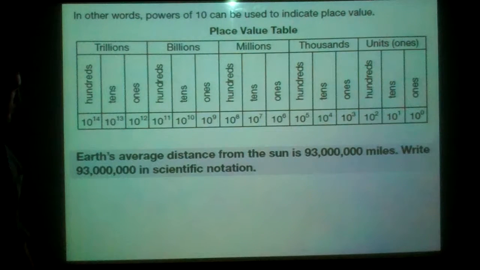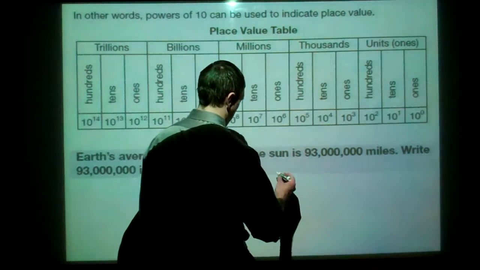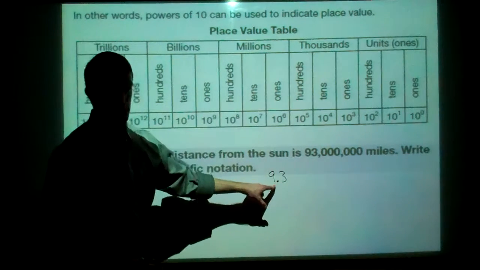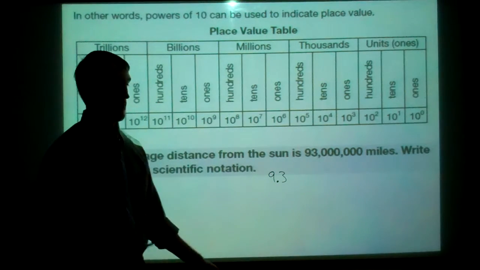Okay? So, if we look at this example, it says Earth's average distance from the sun is 93 million miles. Write 93 million in scientific notation. Remember, we want one non-zero digit to the left of our decimal spot, or we want that number to be between 1 and 10. So we're going to say 9.3. So, one non-zero digit to the left of the decimal, and this number is also between 1 and 10.